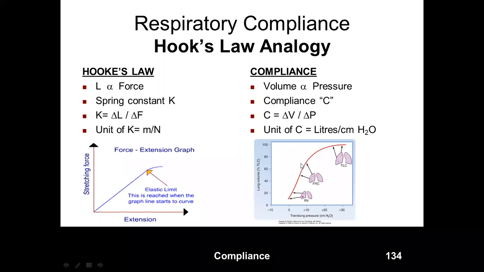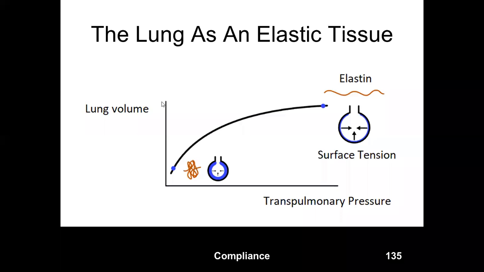Let's look at what we define in real life as compliance in simple, plain terms. So this diagram further illustrates the same concept. You have lung volume on the vertical axis and the transpulmonary pressure on the horizontal axis. Then you realize that as the transpulmonary pressure increases, the lung volume increases. But the relationship is not a linear one. We'll look at the shape in the next couple of slides. However, it is clear that as the transpulmonary pressure increases, the lung volume increases.